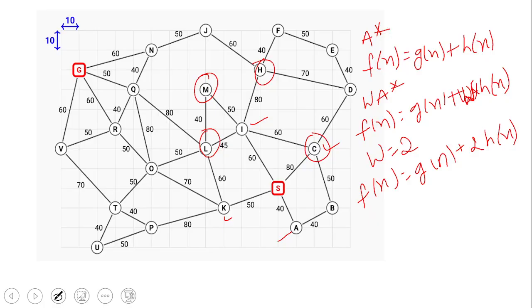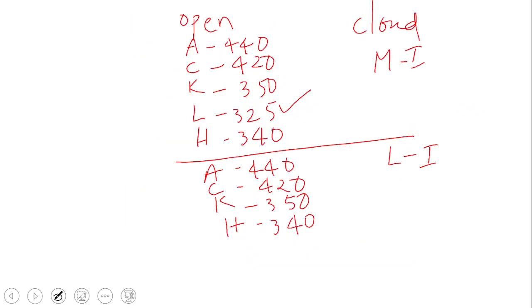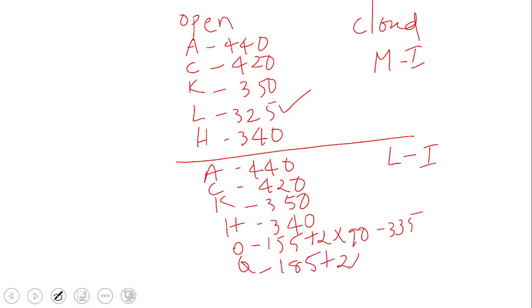Now we'll write O and Q. O is having, that is S to I to L, L to O. We will get this as 155 g(n) plus 2 into h(n) value is 90. So we'll get this as 335, and Q value is 185 plus 2 into 40. So we'll get it as 265.